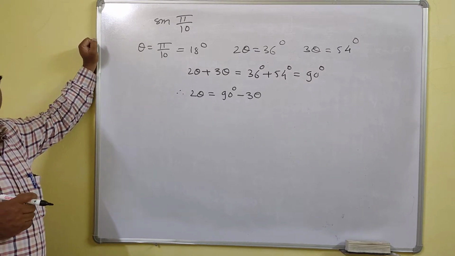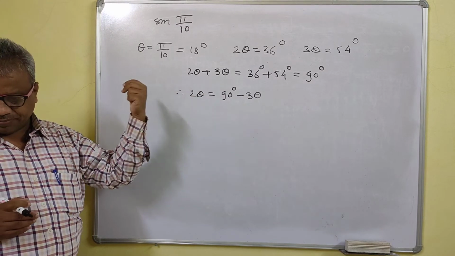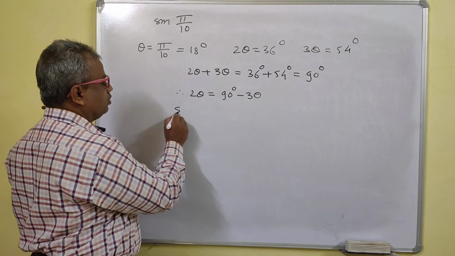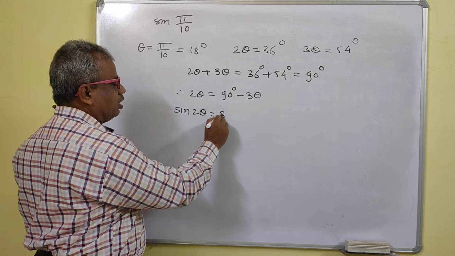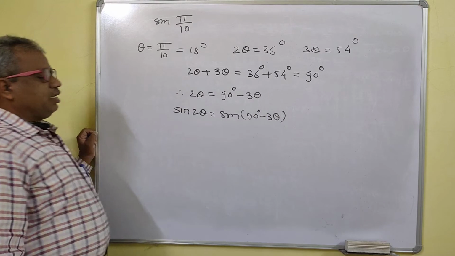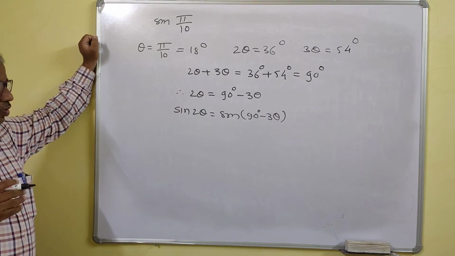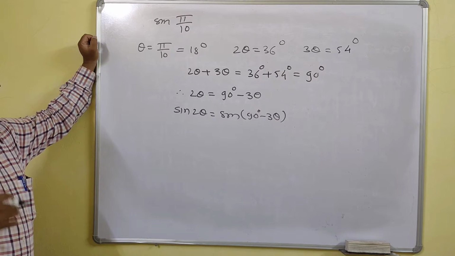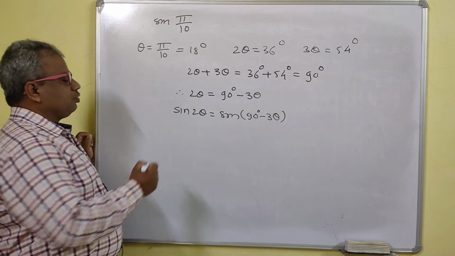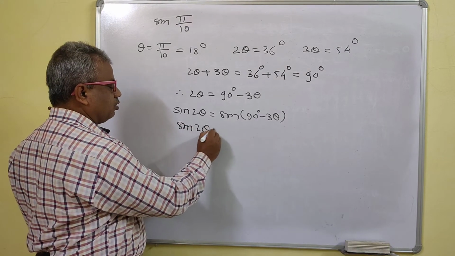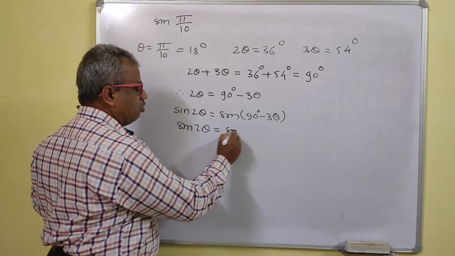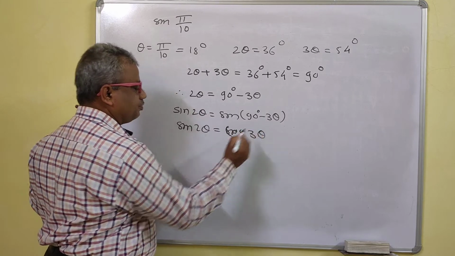Now we want sine. If you want cos, you take cos on both sides. If you want sine, you take the sine on both sides. Don't take tan of this one. So we'll take sine of this. So sine of 2 theta is equal to sine of 90 degree minus 3 theta. You know that sine of 90 minus theta is cos theta, and cos of 90 minus theta is sine theta. So sine 2 theta is equal to cos 3 theta.